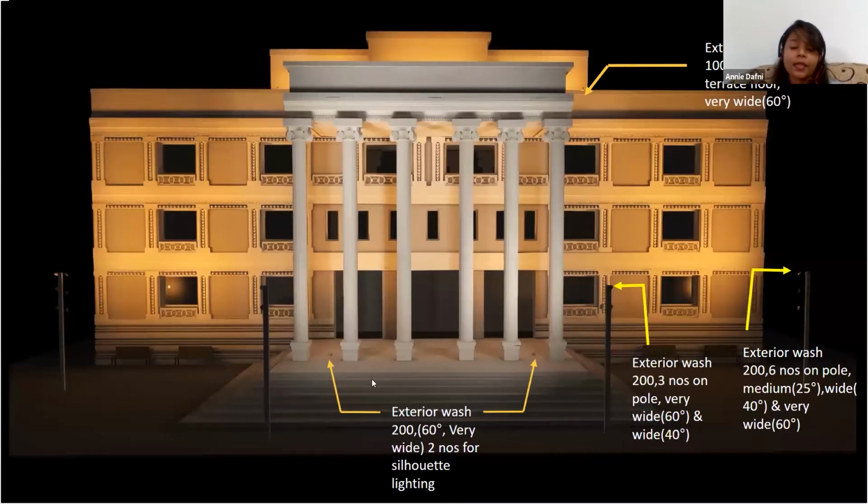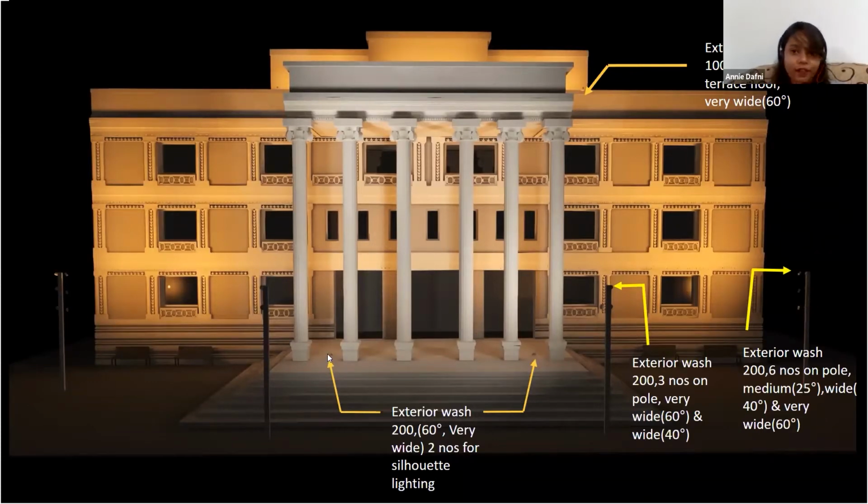So we've again taken them up on the poles, which are placed on either side of the pillars, and we've used exterior wash 200, 3 numbers for the 3 poles on the right and 3 numbers for 3 poles to the left. In addition, I've used the exterior wash 200 very wide in between the pole here to basically create a backlighting effect.